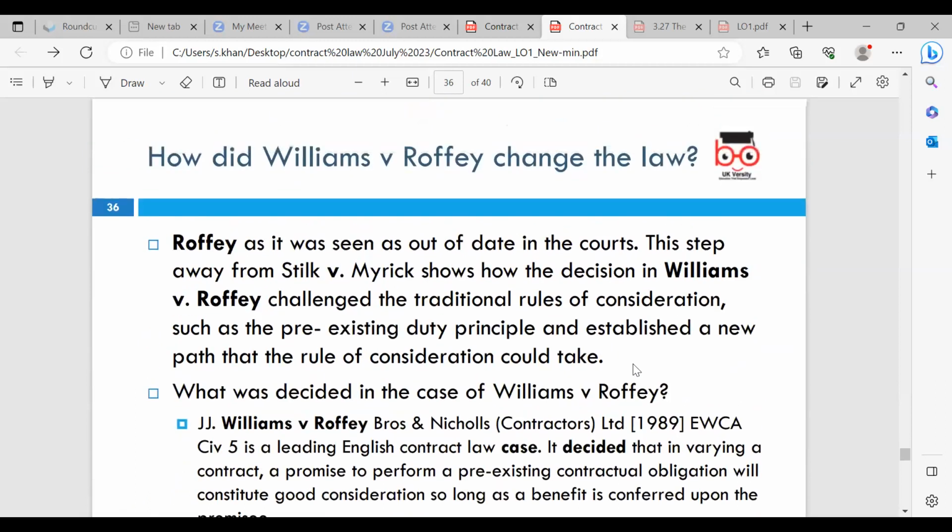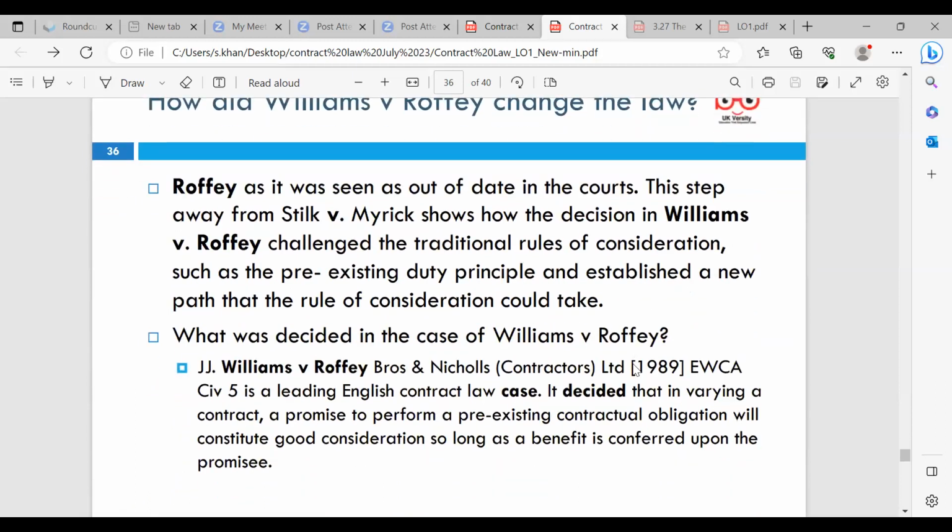So how did Williams v Roffey change the law? Stilk v Myrick, as we have seen, is out of date in the courts. This step away from Stilk v Myrick shows how the decision in Williams v Roffey challenged the traditional rules of consideration, such as the pre-existing duty principle, and established a path that the rule of consideration could take. Williams v Roffey is a leading case in contract law. As we've stated earlier, it decided that in varying a contract, a promise to perform a pre-existing contractual obligation would constitute good consideration as long as a benefit is conferred upon the promisee.